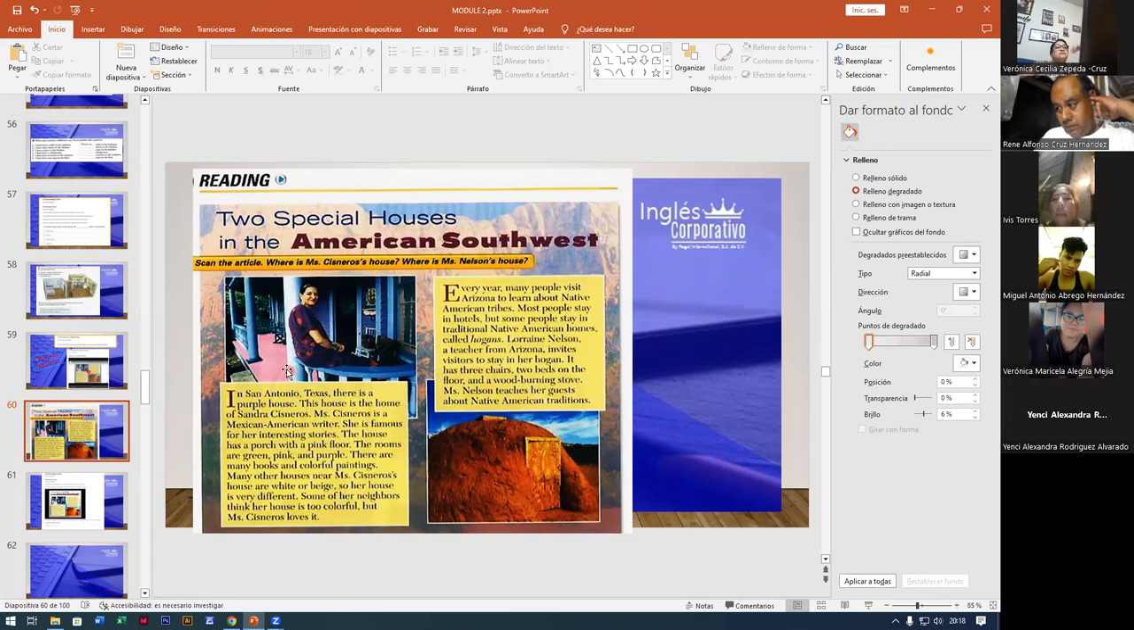Pink. Also, it says that it has a porch. This is the porch. The porch is like the corridor, right? It's like this part where you can put the chairs, right? That's the porch. What else? What else can you remember about it? What about the books? It says that she has many books, right?